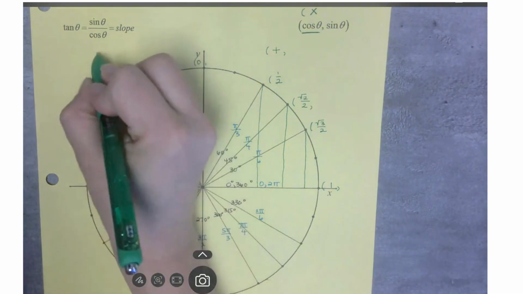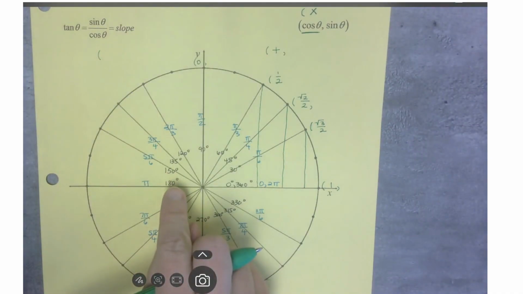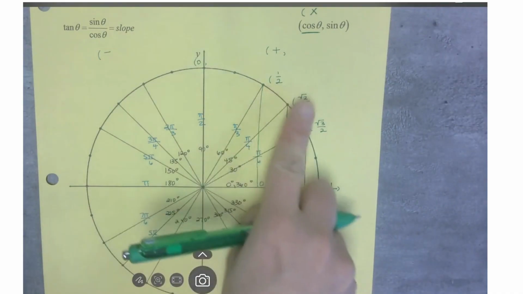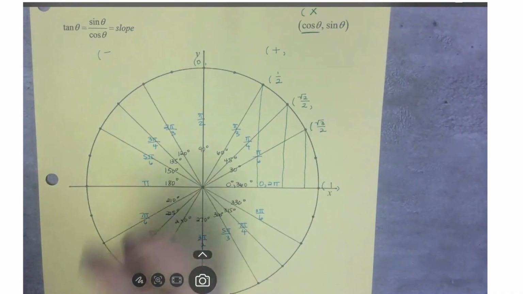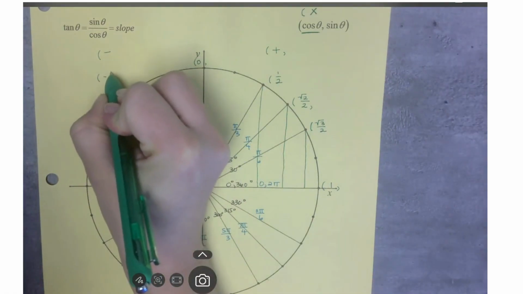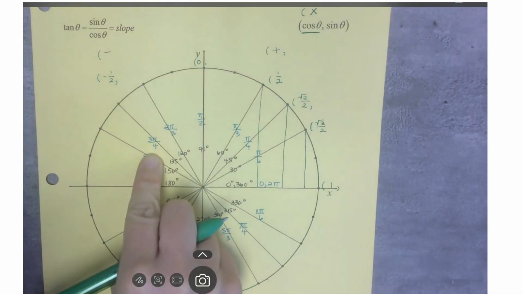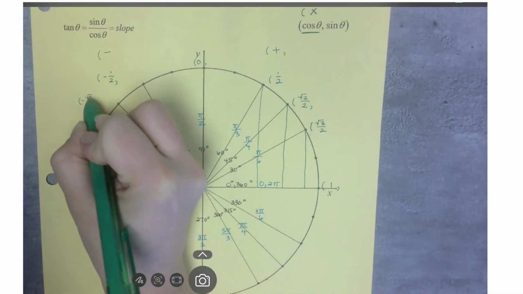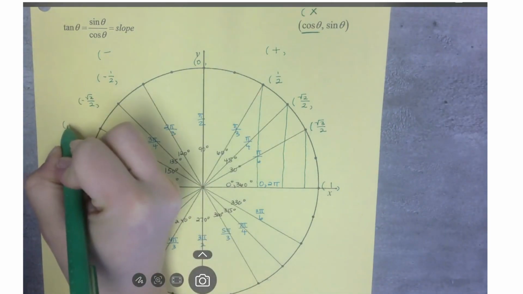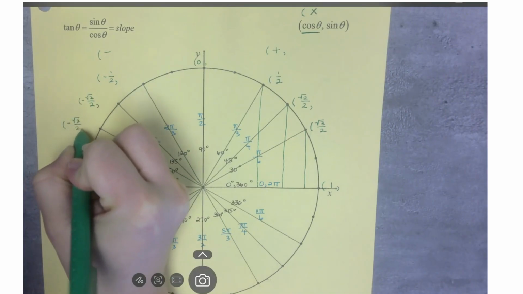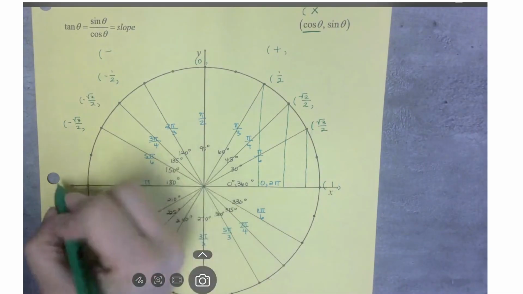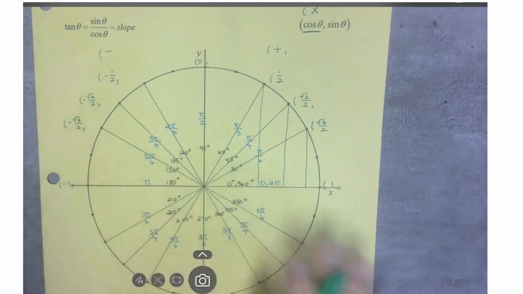In the second quadrant, these values for x are negative. So when I reflect these, all of these values are going to have a negative attached to them. So this right here at 2 pi over 3 is going to be negative 1/2. At 3 pi over 4, it's going to be negative square root of 2 over 2. At 5 pi over 6, it's going to be negative square root of 3 over 2. And this is the radius again, that's 1. But since I'm in the second quadrant, I'm going to call this negative 1.